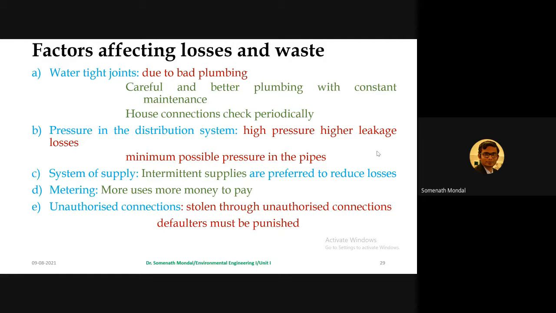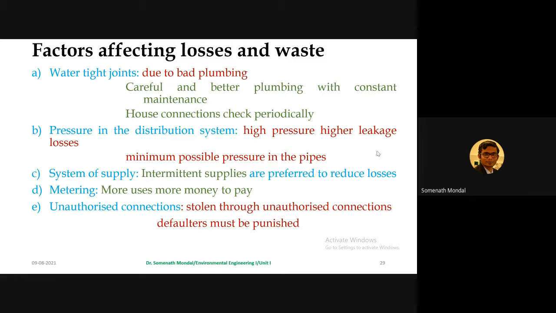Now, in order to control these losses, the government authority should take steps to minimize this loss and keep it within the limit. And that can be done after studying the factors which cause such losses and wastes. So understanding these factors becomes very important. And here the first one is watertight joints. This is a very important aspect, and it has a significant influence on losses and wastages.